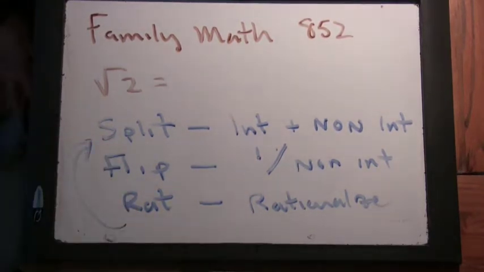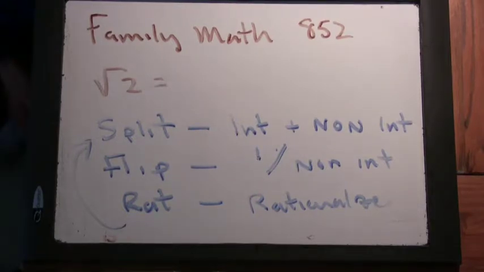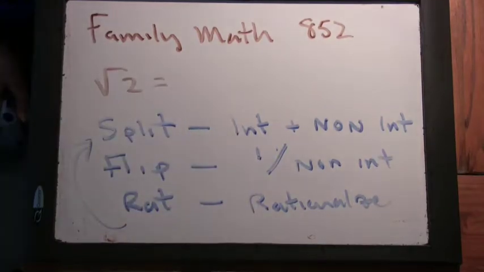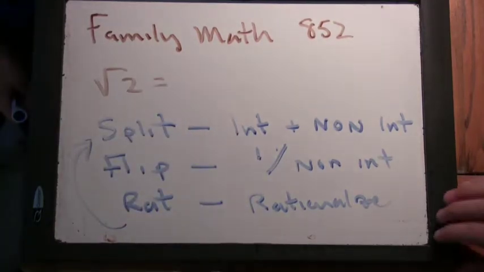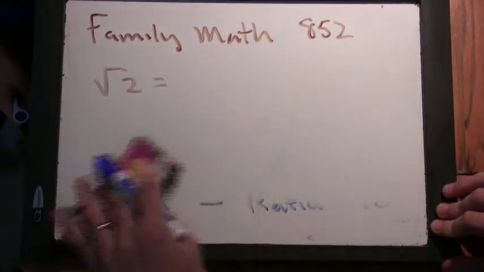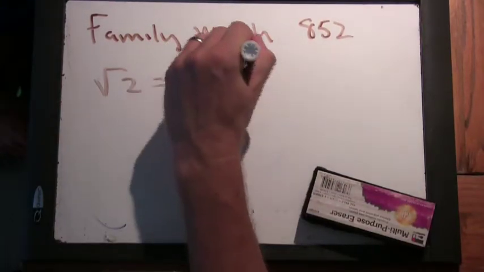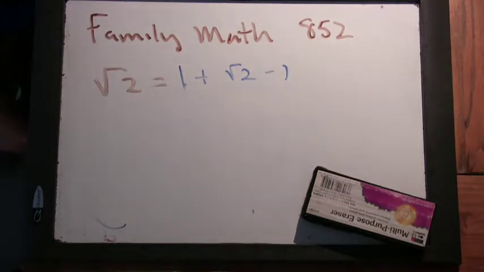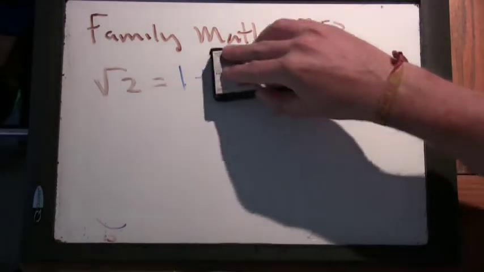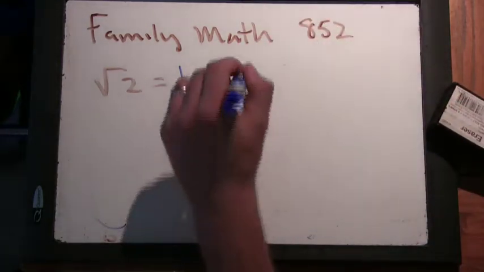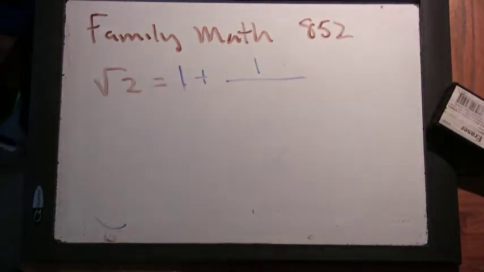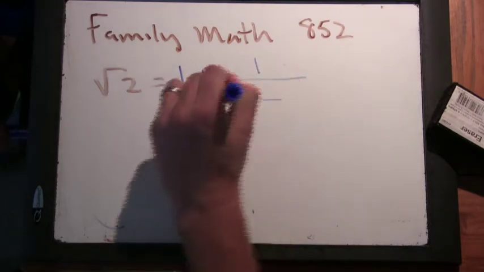Okay, so let's do some splitting, flipping, and ratting. So what is square root of 2 in terms of the integer plus non-integer part? So it's 1 plus root 2 minus 1. Alright, what happens when I flip? So we do 1 plus 1 over root 2 minus 1? Not quite. 1 over what? 1 over root 2 minus 1? That's right.